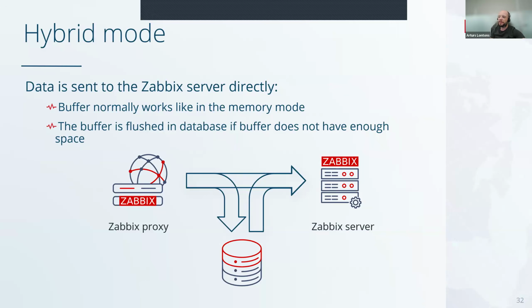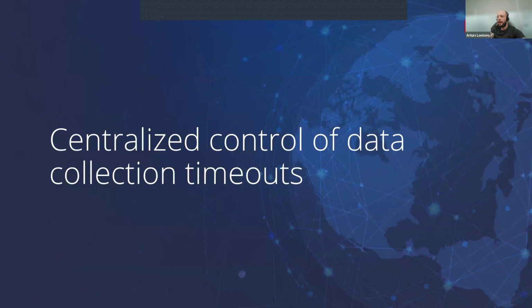Because you still want to have that database backup. It's still there. It stores config. And if push comes to shove, we can flush our oldest metrics from memory to the database because we don't want to lose our collected metrics if the buffer is full. And that's it for proxies. So a couple of new use cases: HA load balancing, and buffer modes, which are very nice for embedded hardware and edge computing. Now let's move on to one of the major UX improvements, centralized control of data collection timeouts.